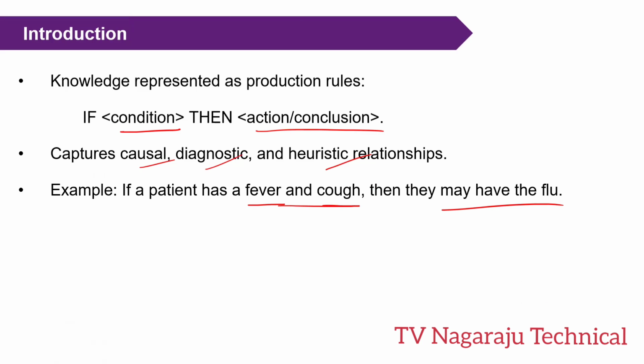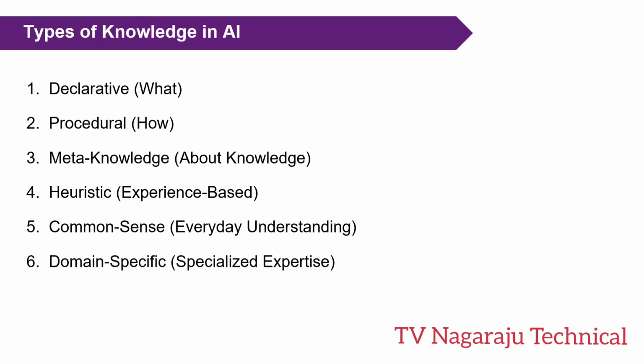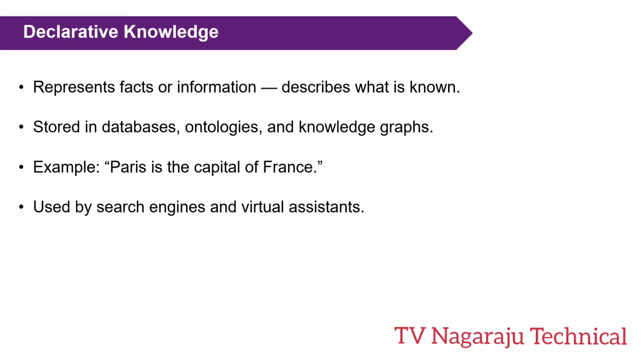Before going into detail about rule-based knowledge representation, first I will show you the different types of knowledge in artificial intelligence. We will discuss each of them in detail. The first one is declarative knowledge. It is also called descriptive knowledge. This knowledge simply represents facts, that is, whatever already exists is represented under this knowledge.